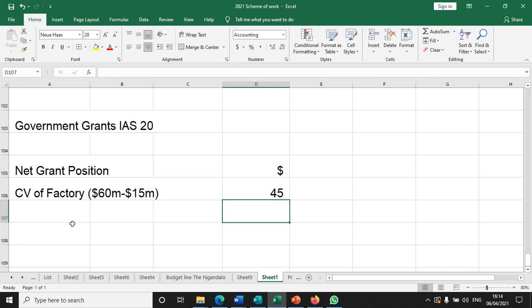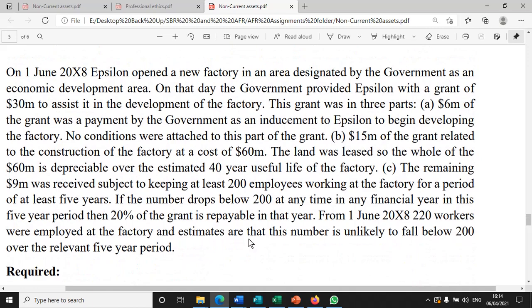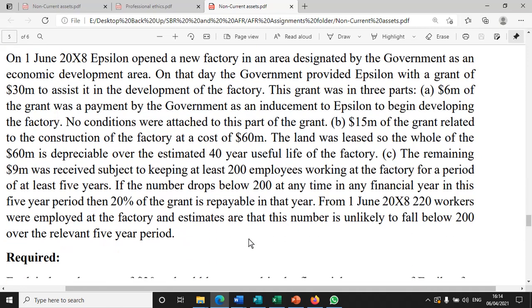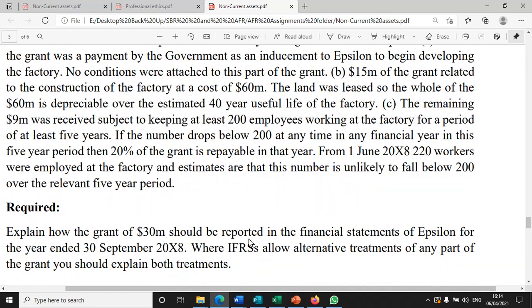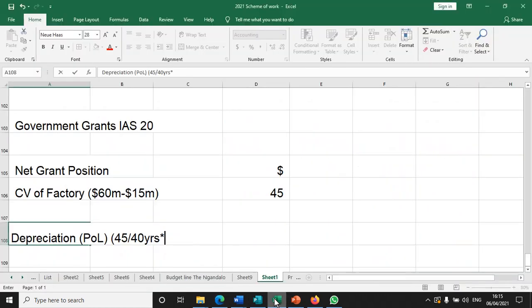Then we need to recognize depreciation. Again, that is an entry in the profit or loss, so let's remember that. Our depreciation looks as follows: 45 divided by 40 years, multiplied by the period since we got the grant on 1st June. Between 1st June and 30th September we have June, July, August, September, so the asset will be depreciated over 4 months.